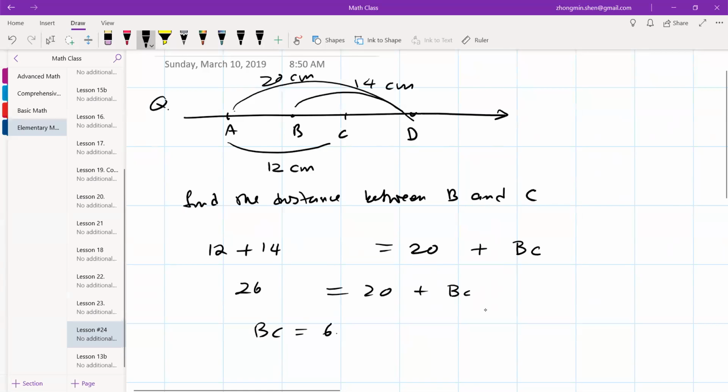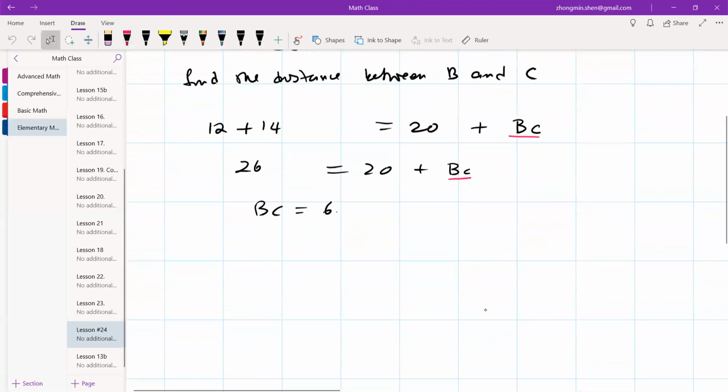Okay, let me try it again. Right? So this is the overlap part. But when you add them together, from A to C, from B to D, this part is double counted. Think about it, right? Because it's double counted, 12 plus 14 is 26. So it should be 20 plus the double counted part. So the double counted part is the distance between B and C.